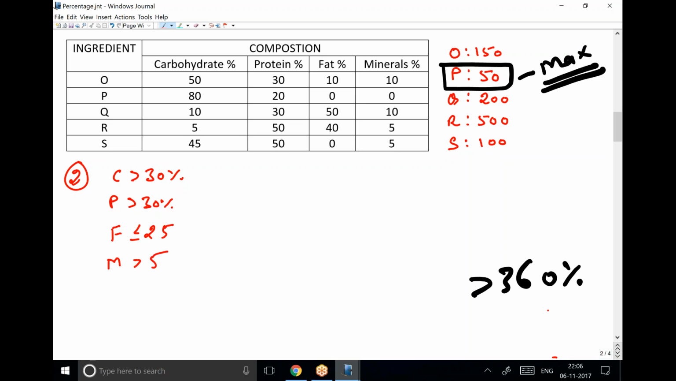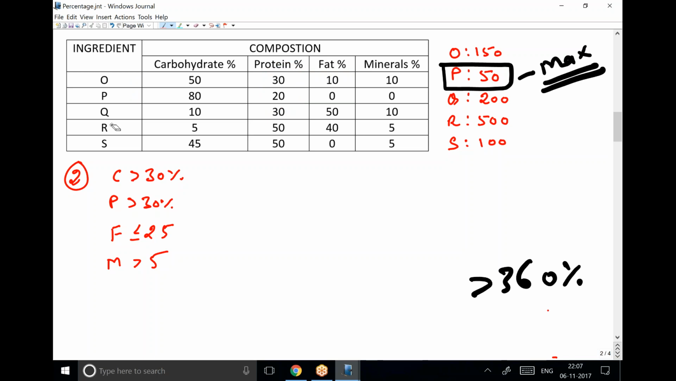So when they are giving minerals at least 5%, then P is out anyway, because if you're using P only with Q and O, in that case it will give 5%, otherwise it will not give 5%. So let's look at answer option A first. O and P. If you see O and P, in this scenario your protein comes out to be 25%, because 50 divided by 2 is equal to 25%, and we are looking for at least 30% protein. This is out.